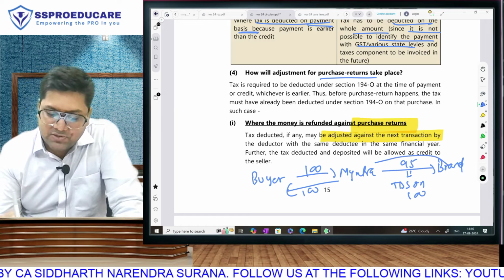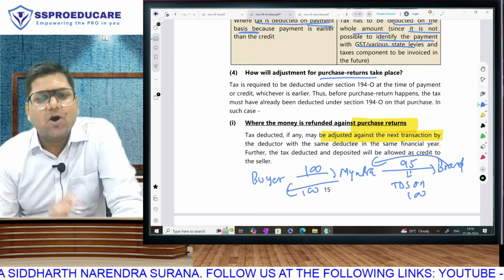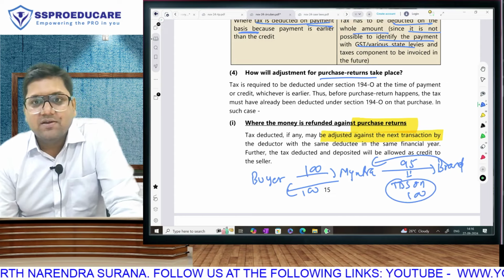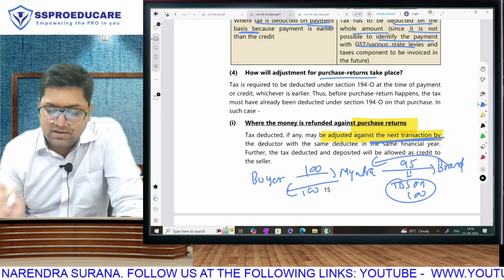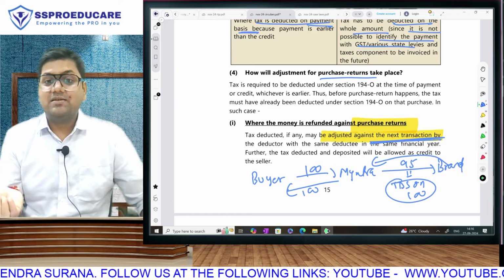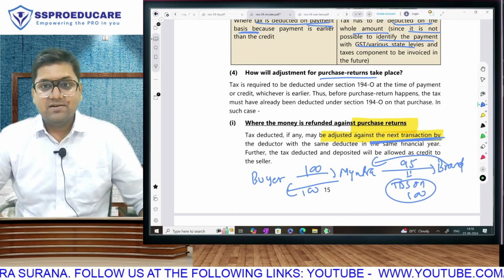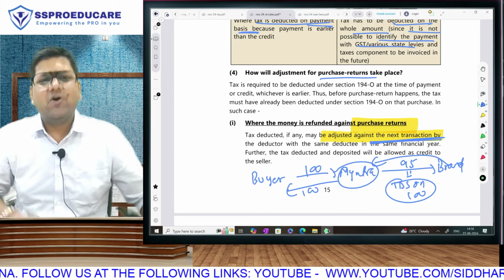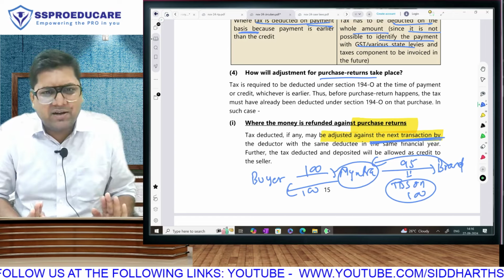Brand may also return the money, or maybe we will adjust later. Question is, what about this TDS? This TDS will be adjusted in the next transaction. Is it possible there is another buyer who is buying goods worth 100 on the same portal Myntra, and Myntra has to now pay this 100 or 95 as the case may be? TDS will come on 100 only, the gross amount.